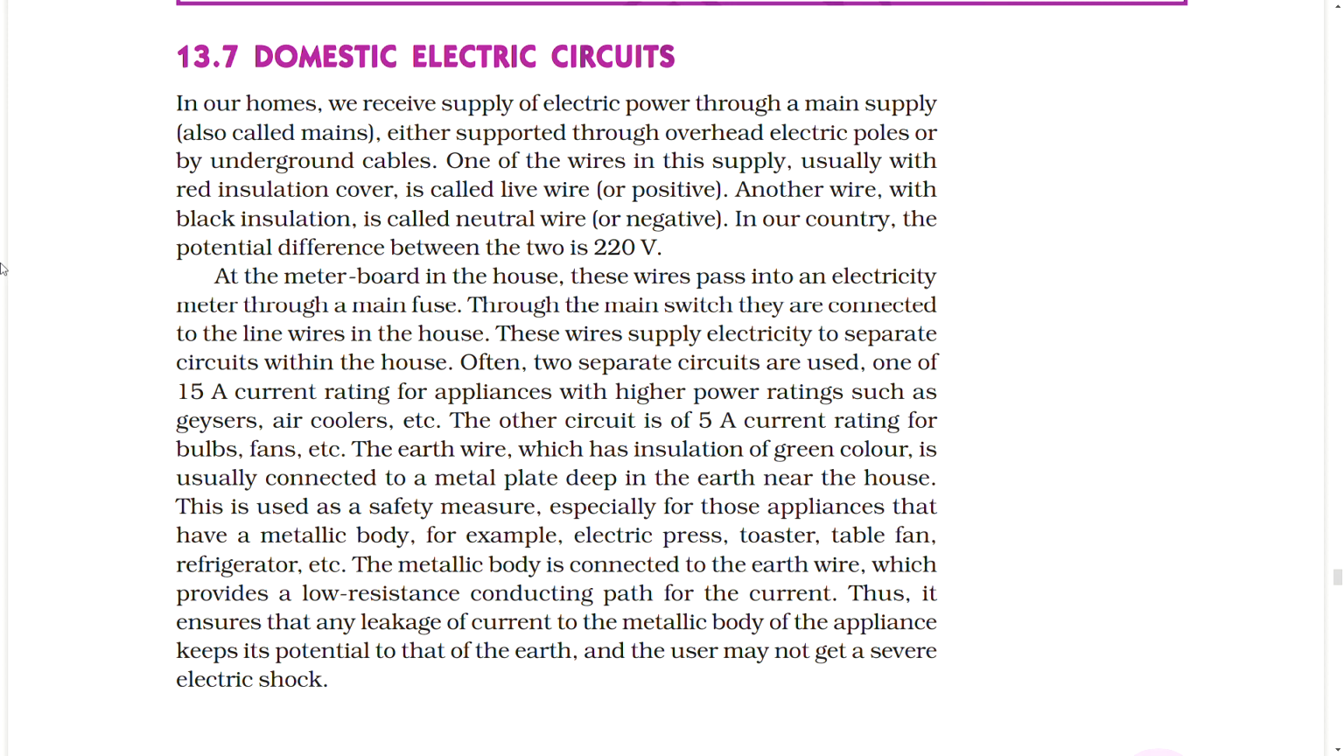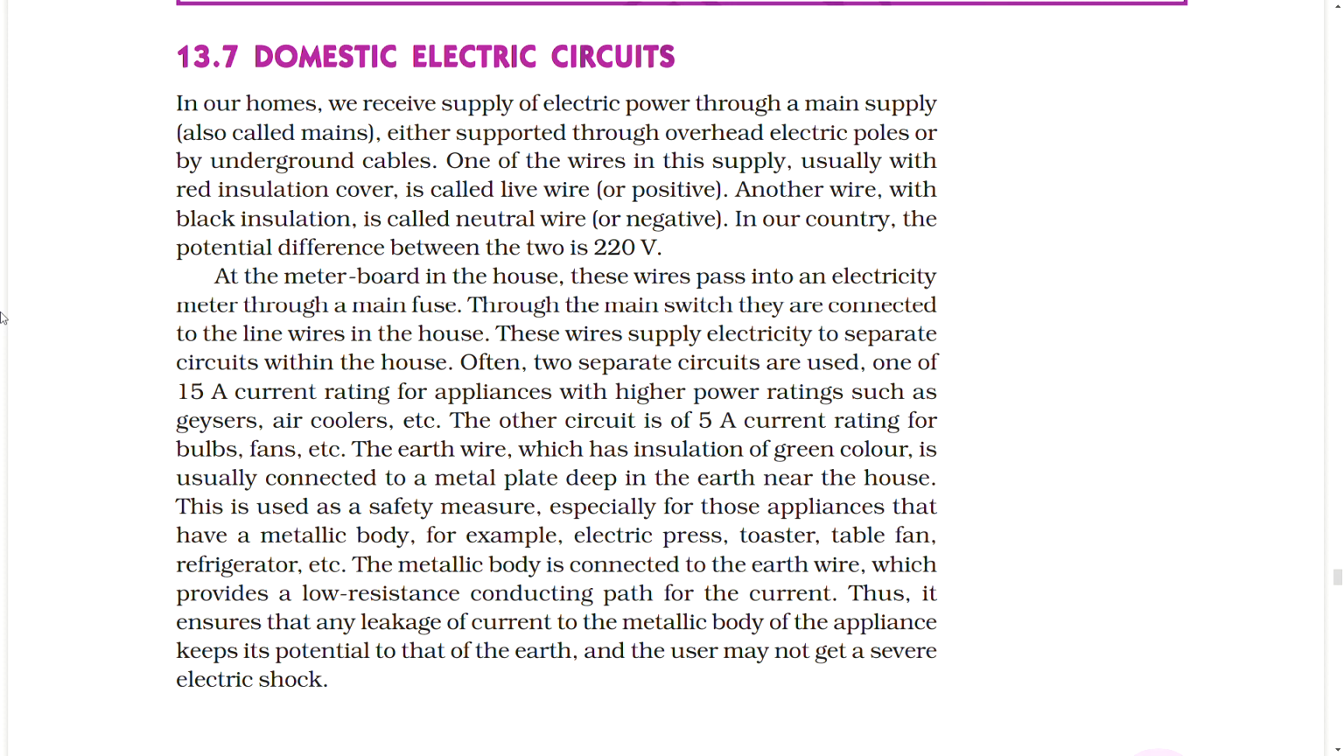At the meter board in the house, these wires pass into an electricity meter through a main fuse. Through the main switch, they are connected to the line wires in the house. These wires supply electricity to separate circuits within the house. Often, two separate circuits are used. One of 15 A current rating for appliances with higher power ratings such as geysers, air coolers, etc. The other circuit is of 5 ampere current rating for bulbs, fans, etc.